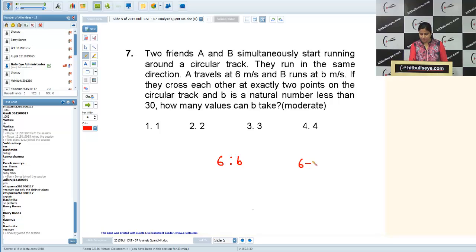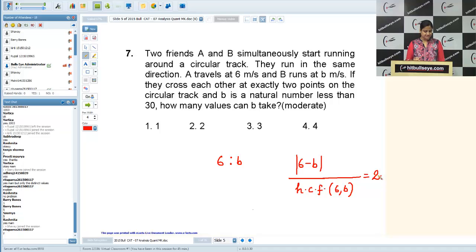So basically what are we doing here? We'll take modulus of 6 minus B, because we don't know whether B is less than 6 or more than 6. So we will consider both these cases, divided by HCF. Why am I dividing? Because we are cancelling the highest common factor. That is the meaning of converting this into lowest ratio. Are you getting me, Rituparna? That is equal to 2. You got that? That is a shortcut we have discussed in many previous mocks.